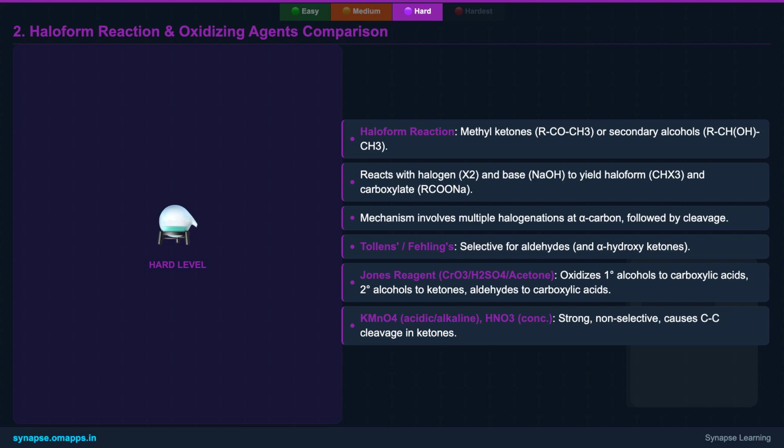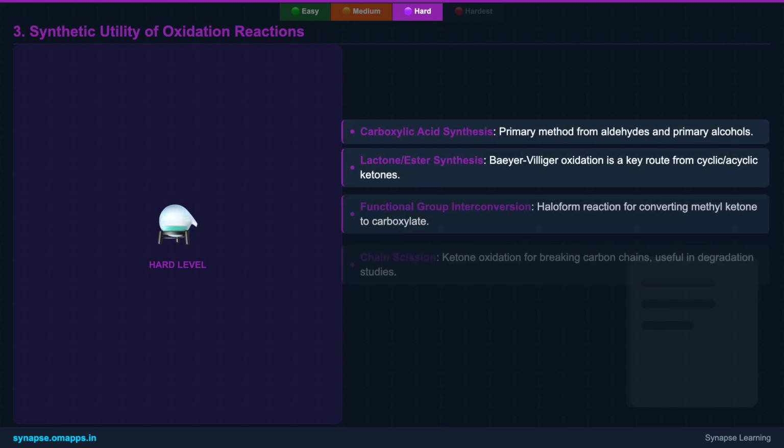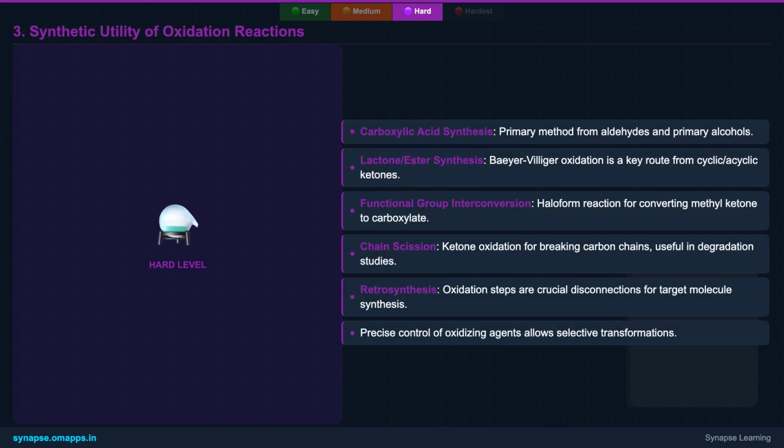Understanding this spectrum of reagents and their selectivity is crucial for designing synthetic routes and predicting reaction outcomes in complex molecules. Each agent has its unique application. These oxidation reactions are not just theoretical, they are fundamental tools in organic synthesis.